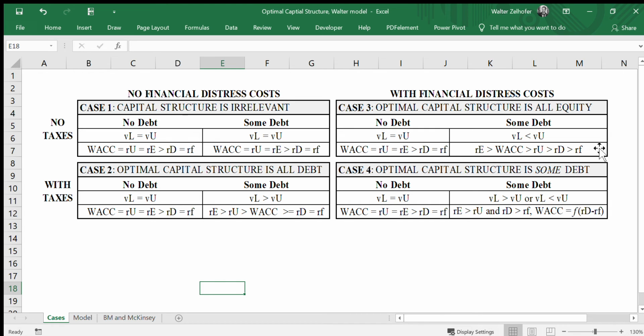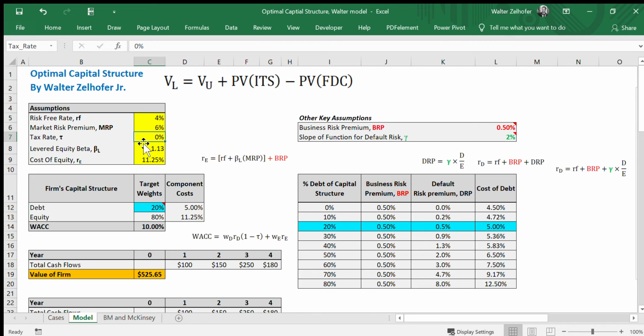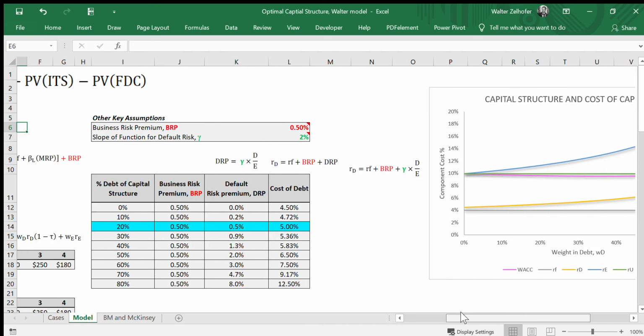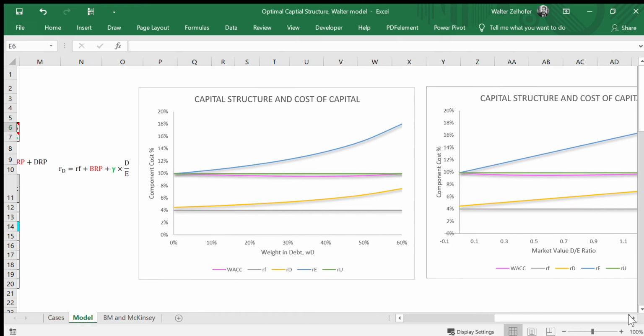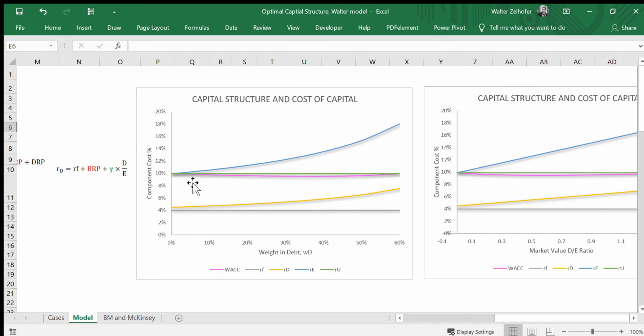Case 4 is reality. Case 4 is with taxes and with financial distress costs. Okay, so let's add back the tax rate of 40% one more time. Now let's take a look at the charts. Again, the cost of debt starts above the risk-free rate, and it should be increasing as we use more and more debt. The weighted average cost of capital should come down and then go back up, so it has a minimum. The cost of equity is always going to be increasing with more and more debt. That makes sense. More risk, higher required return. And the unlevered cost of capital should be a horizontal line because it's independent of capital structure.